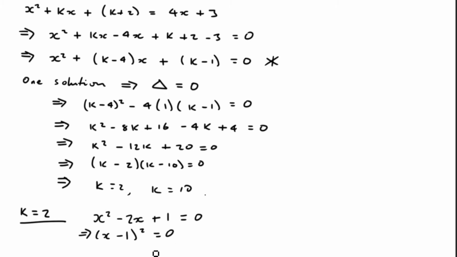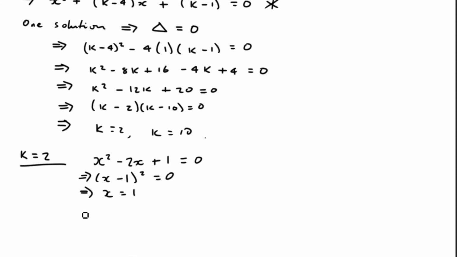Because we know there is only going to be one solution, we should always end up with an expression of the form x plus or minus a number, squared, is 0. So the value of x is 1, and the value of y that goes with that is 4x plus 3, y is 7. So in the case where k is 2, we have an intersection point of (1, 7).